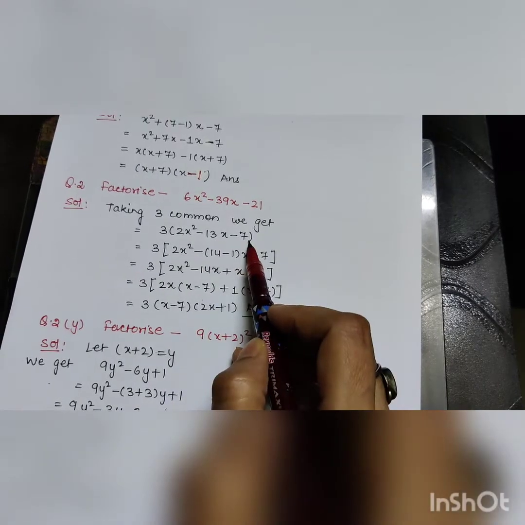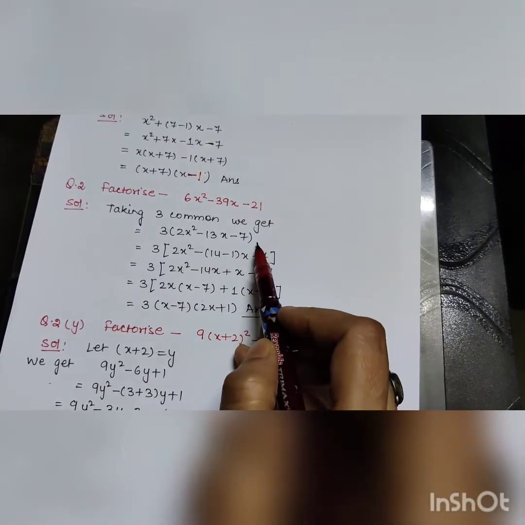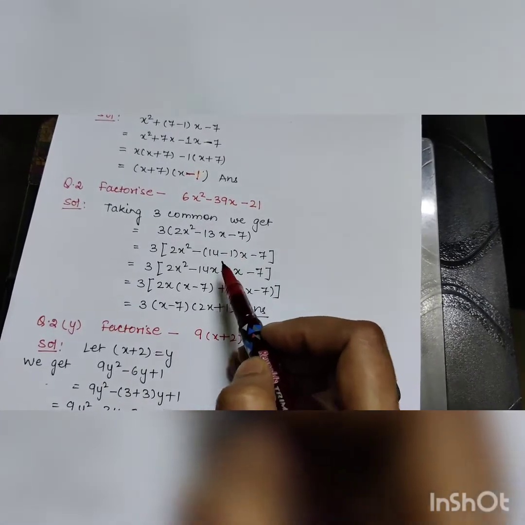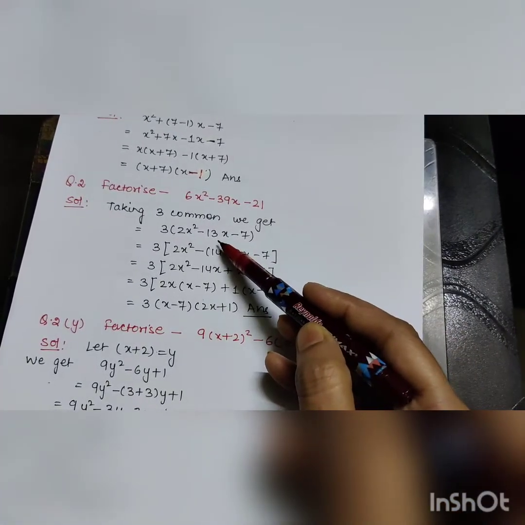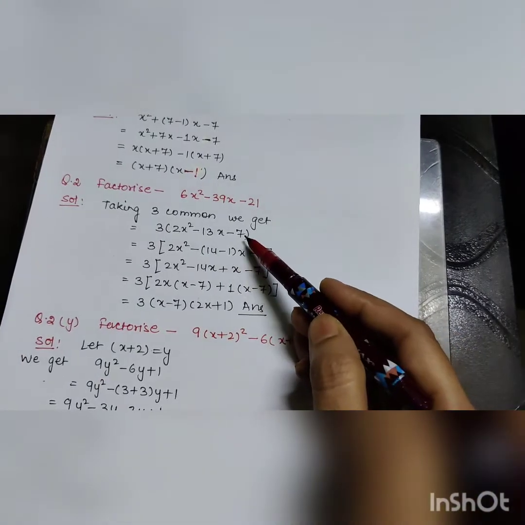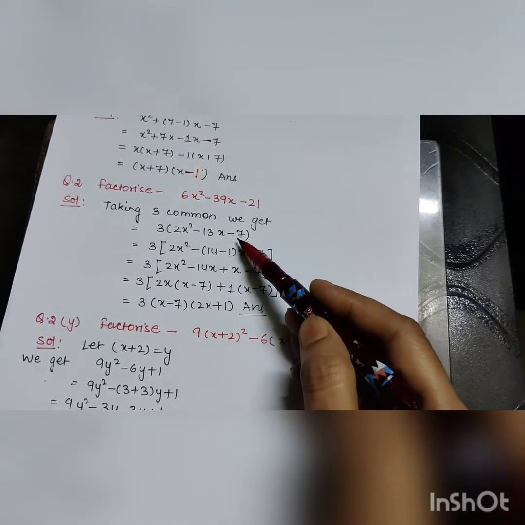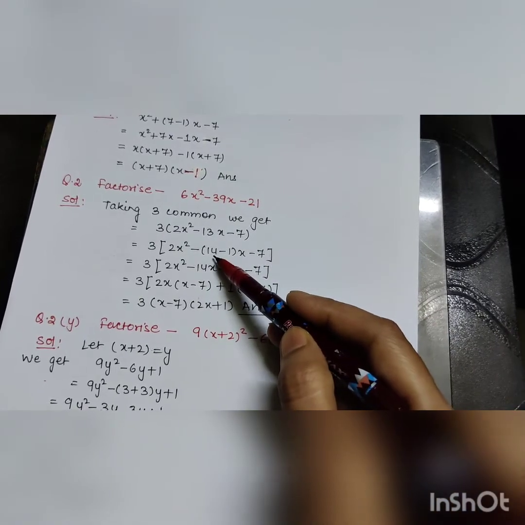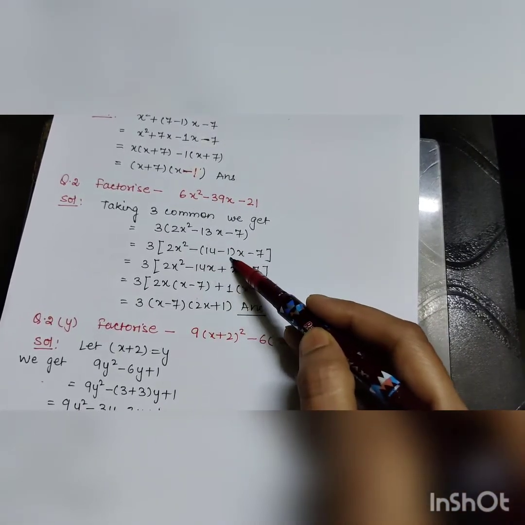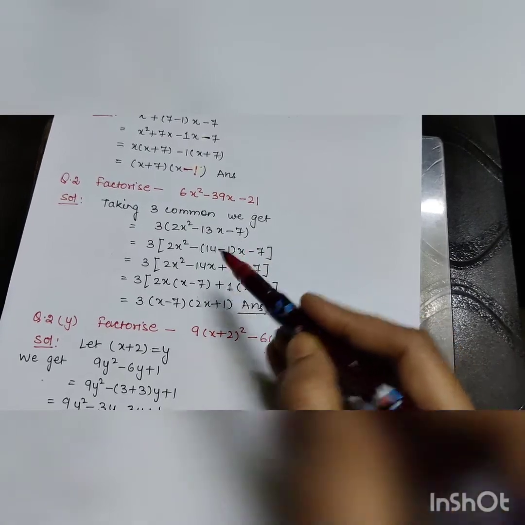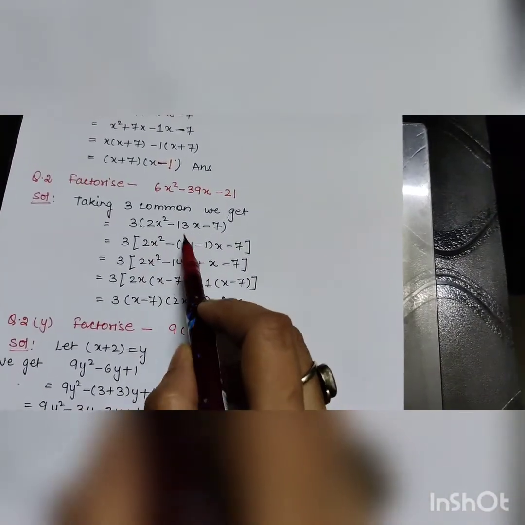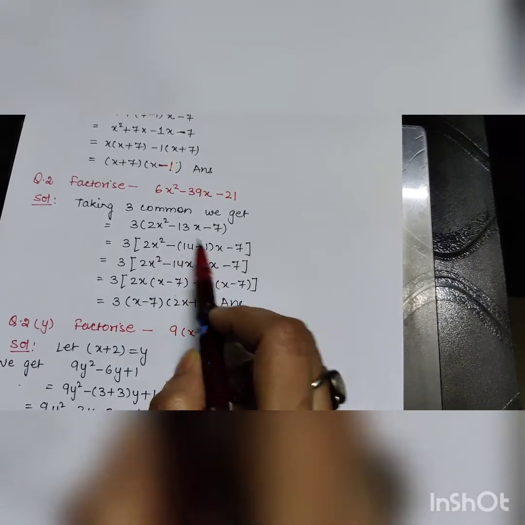So 2 into 7 becomes 14, and we have to factorize 14 such that the sum or the difference of two factors is equal to 13. So 14 can be written as 14 into 1, the two factors of 14, where 13 can be written as 14 minus 1. Okay, so we are writing 13 as 14 minus 1 over here.